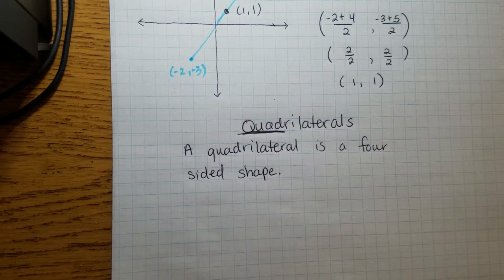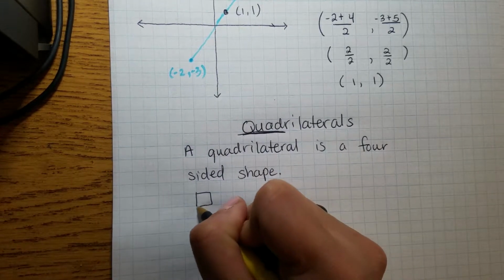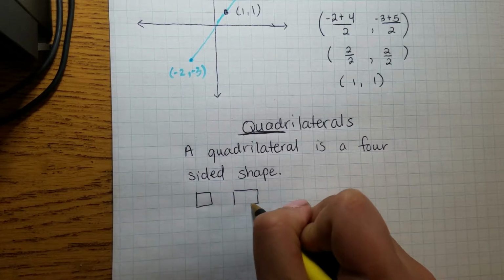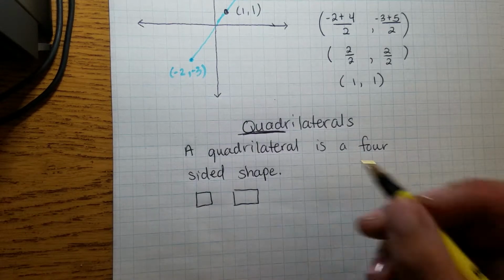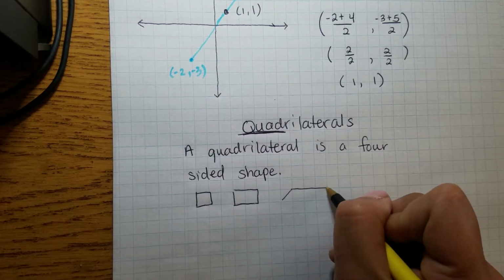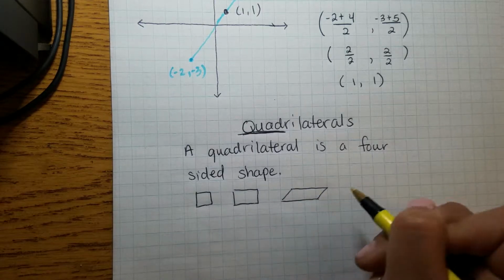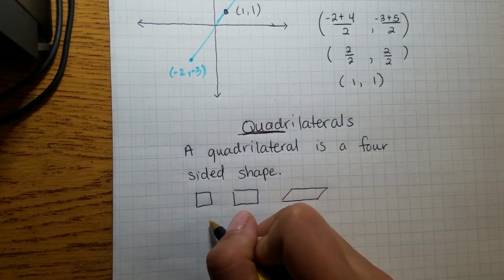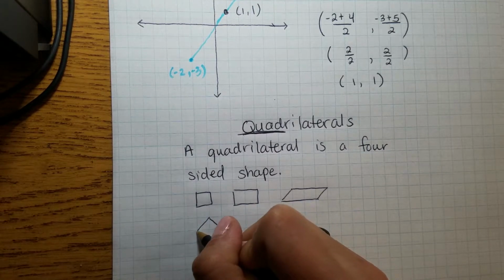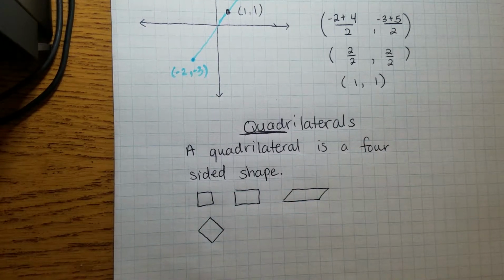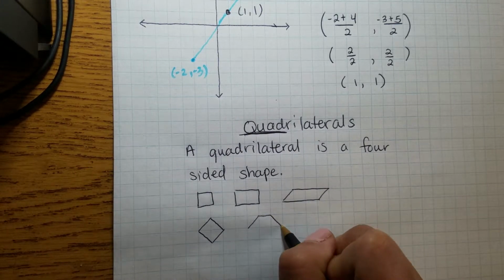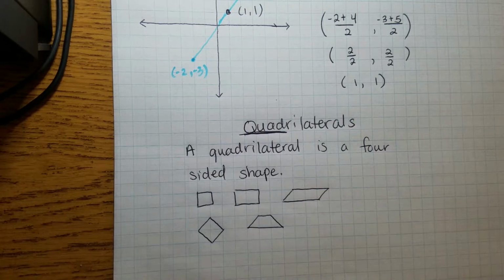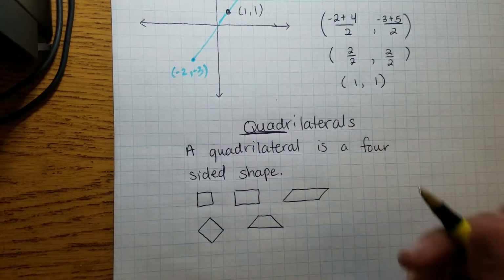Okay, so there's a lot of different quadrilaterals. So you know squares probably. We have rectangles. What other 4-sided shape do you know? Parallelogram. Anything else? Rhombus. Anything else? Trapezoid. That's a good one. There's another one. You fly it in the sky. A kite.